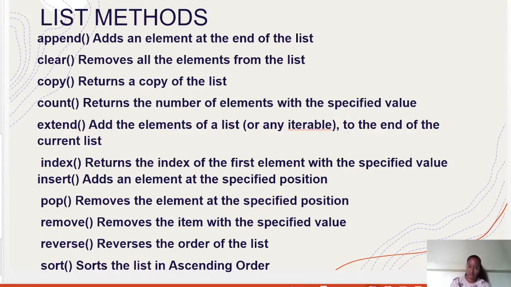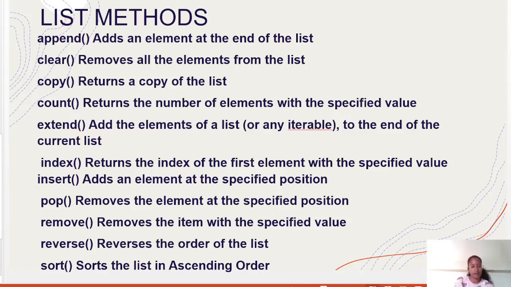Here are some list methods. The first one is append. Append adds an element at the end of the list. The second method is clear. Clear removes all the elements from the list. Copy returns a copy of the list. Count returns the number of elements with a specified value. The extend function adds the elements of a list to the end of the current list. The index function returns the index of the first element with a specified value. The insert function adds an element at the specified position.